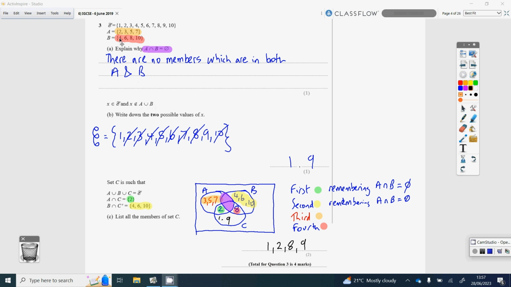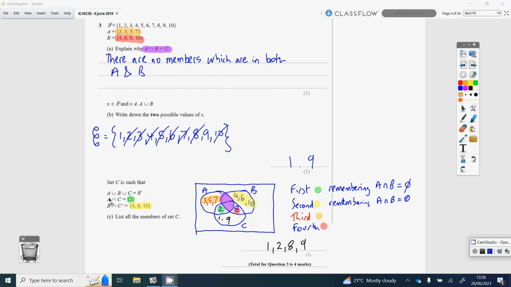So I've gone and crossed off all the ones that are in A, which are 2, 3, 5, and 7. Crossed all the ones off that are in B, 4, 6, 8, and 10. And that's left me with only 1 and 9. So part C. Now I've begun by shading out this bit here because we know that A intersection B, there aren't any members. So that's why I've shaded out those. There aren't any numbers that are in both A and B.